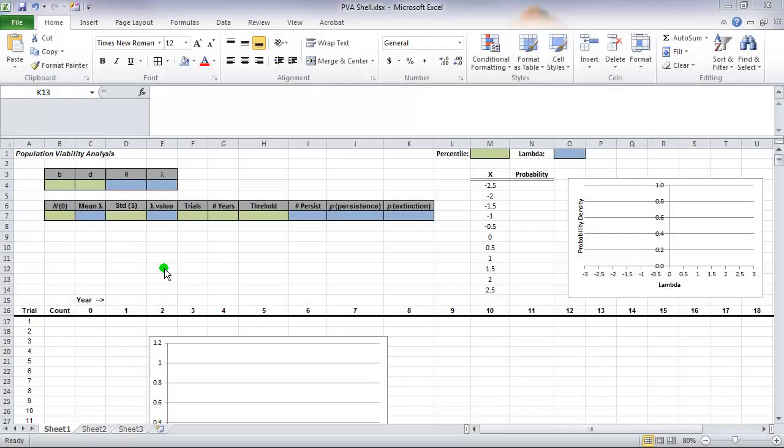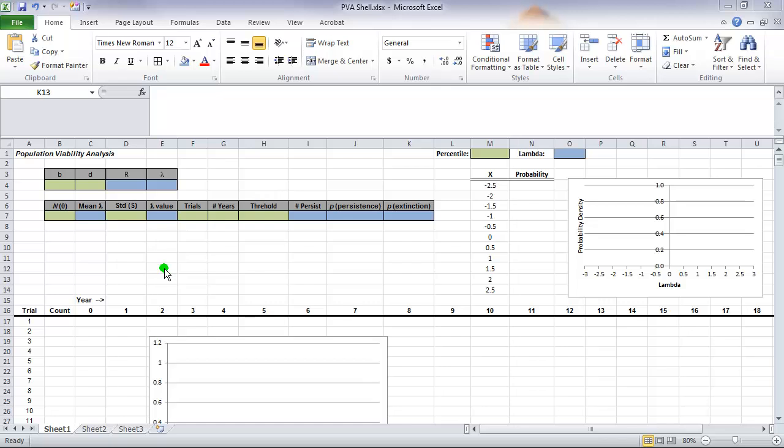Today we're going to be building a spreadsheet model for the Ethiopian wolf population. In particular, we're going to do a population viability analysis, or PVA for short. Jed mentioned that PVAs are used so that a biologist can make a statement such as the Ethiopian wolf has a 95% chance of surviving for the next 20 years.